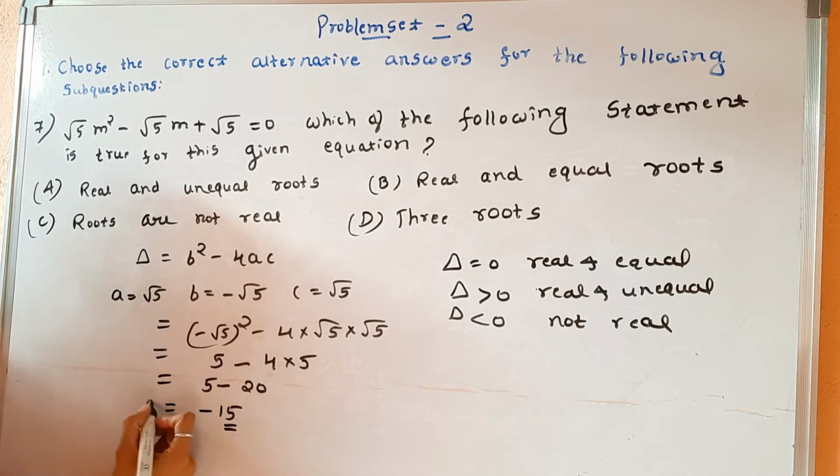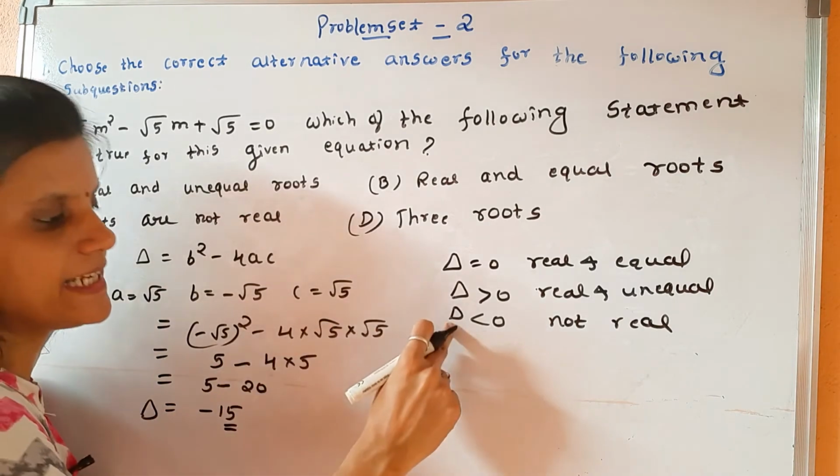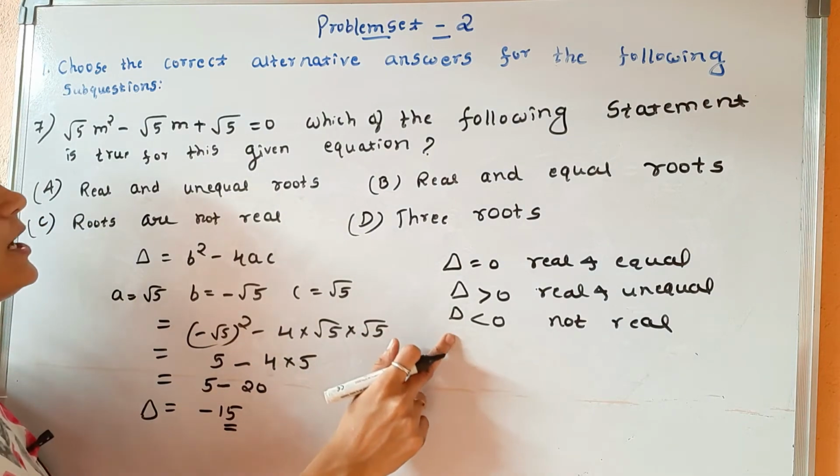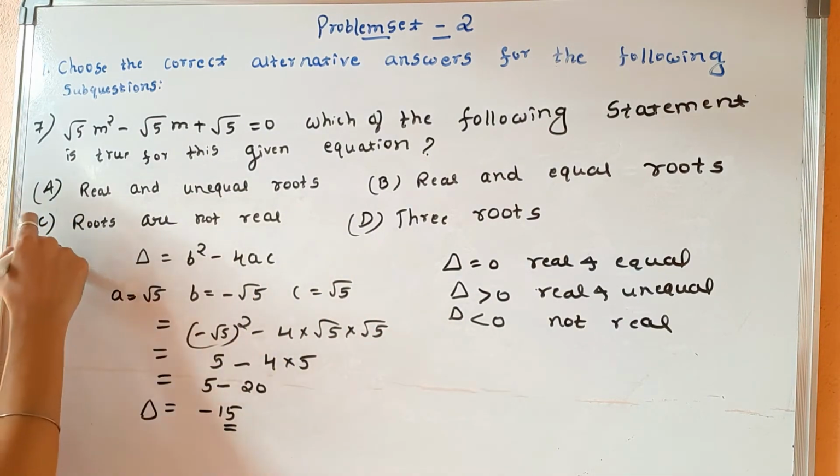Now we got the delta value. You can clearly say delta is less than 0. So the answer will be, it is not real. So option number C is the right answer.